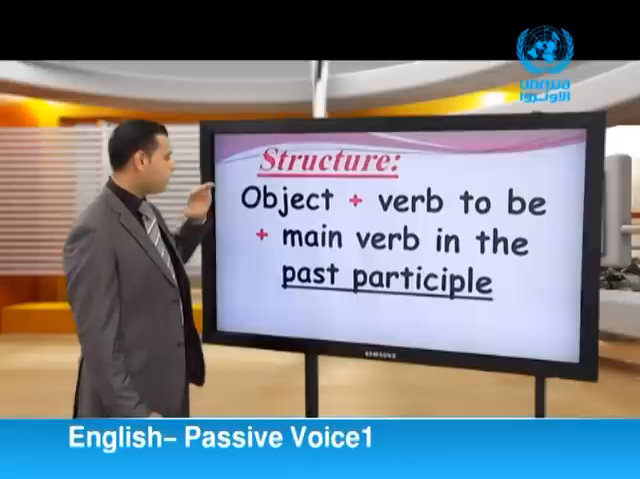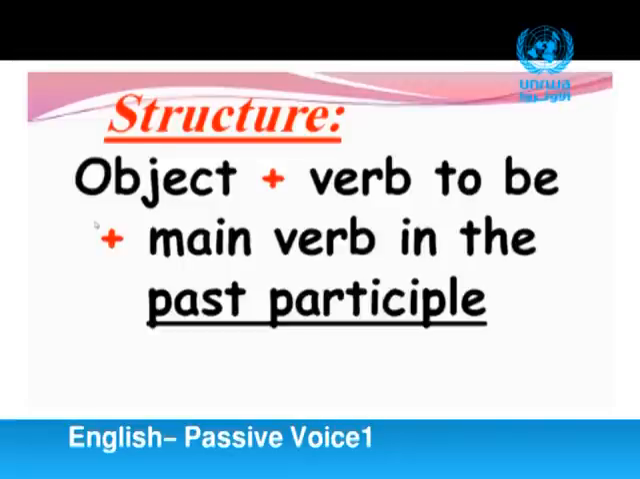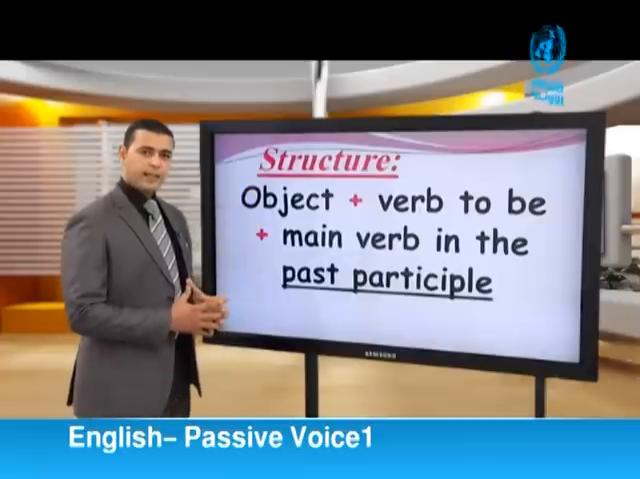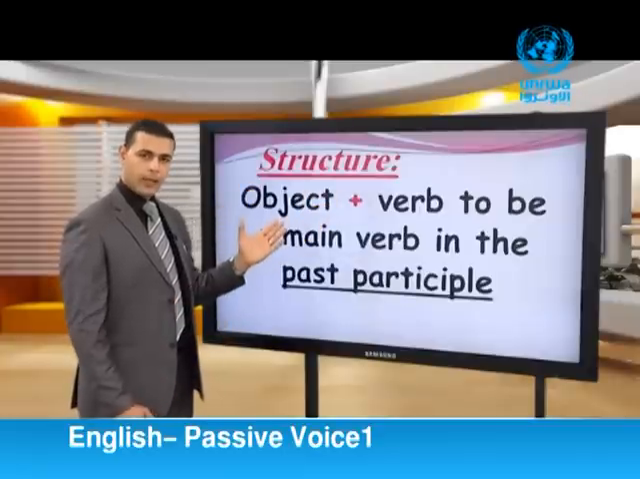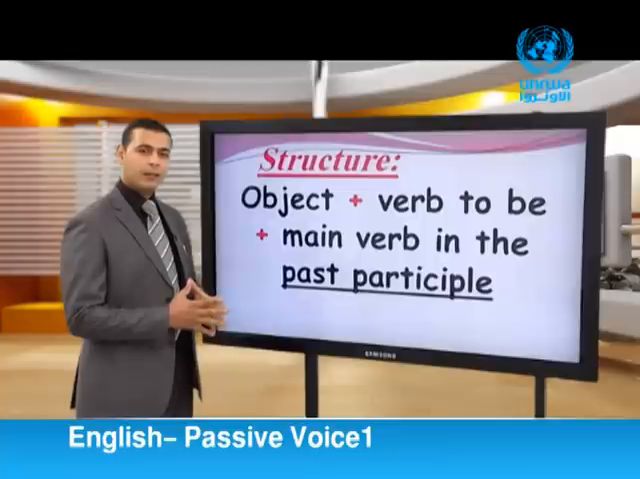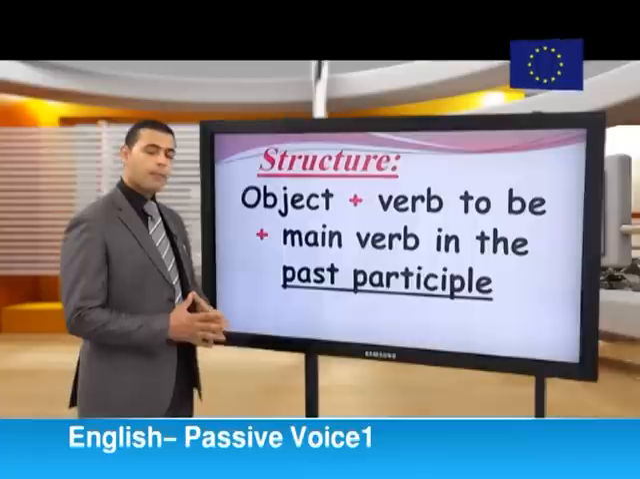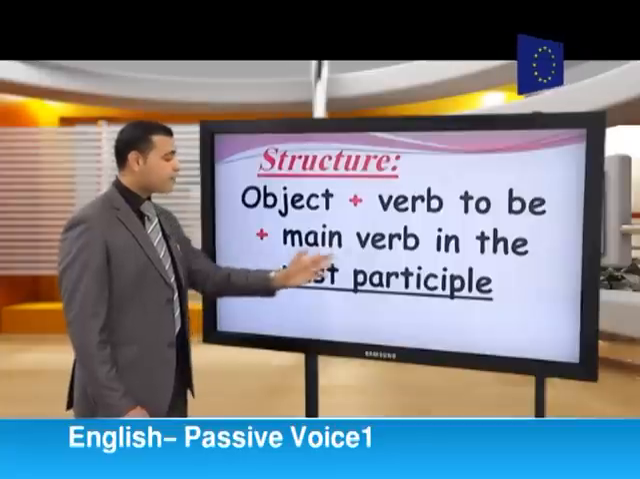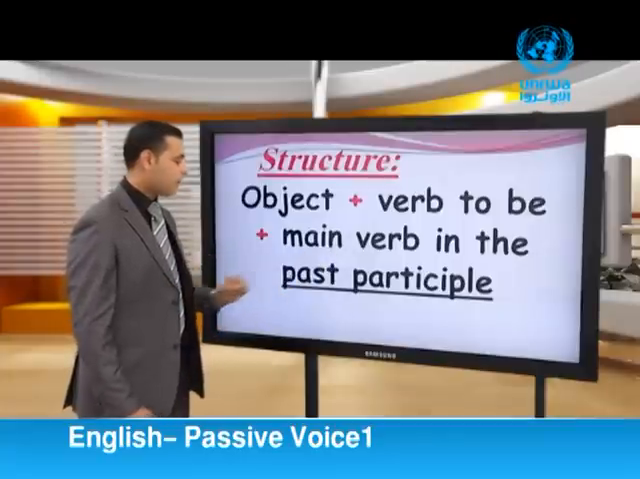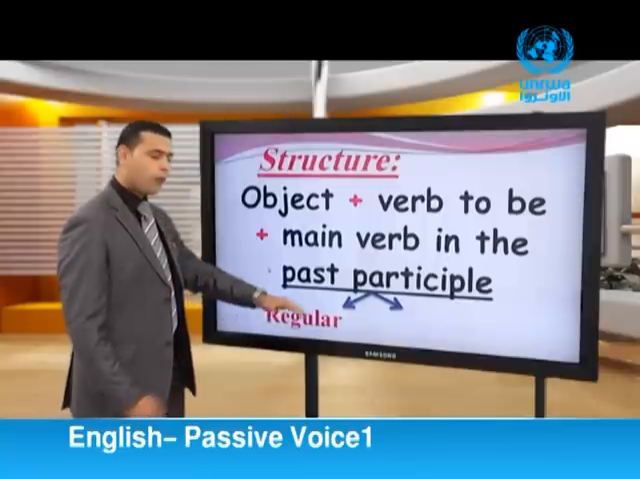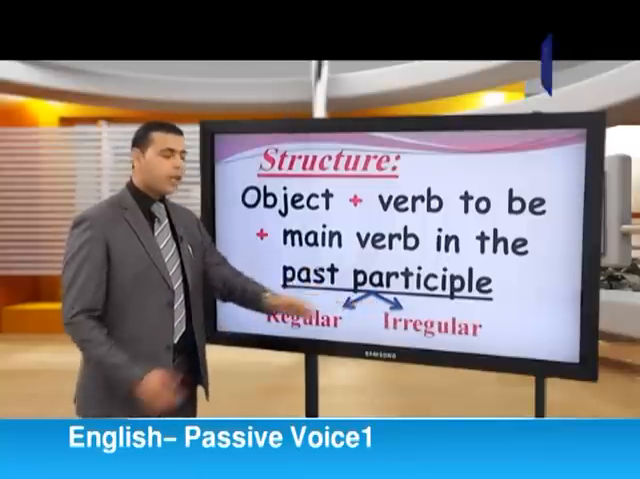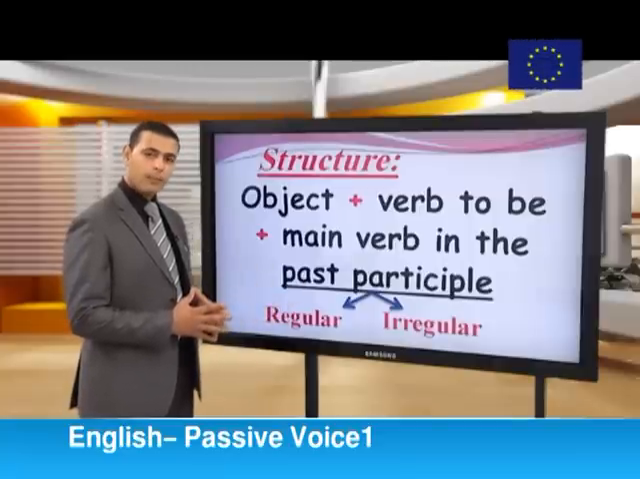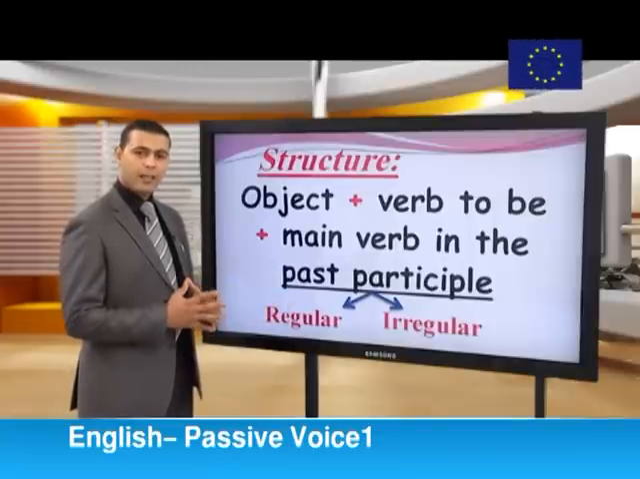Let's look at the structure together. Here, the object plus verb to be plus main verb in the past participle. المفعول به إضافة إلى فعل مساعد من الأفعال to be plus main verb in the past participle بالإضافة إلى الفعل الأساسي في التصريف الثالث. Here, when we say the past participle, we have two forms: the first is the regular form of the verb, and the second is the irregular form. شكل الفعل المنتظم وشكل الفعل الغير منتظم أو الشاذ.